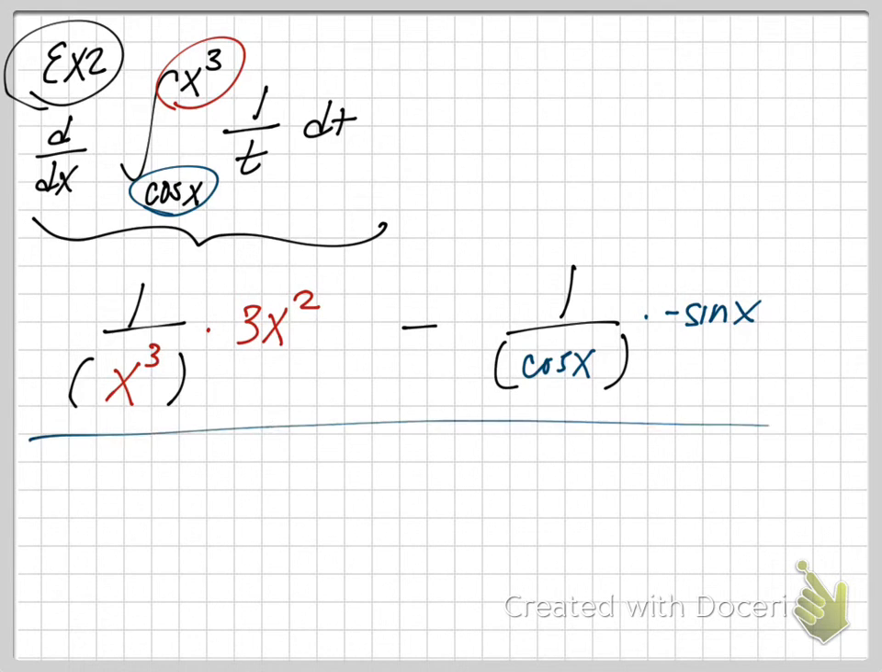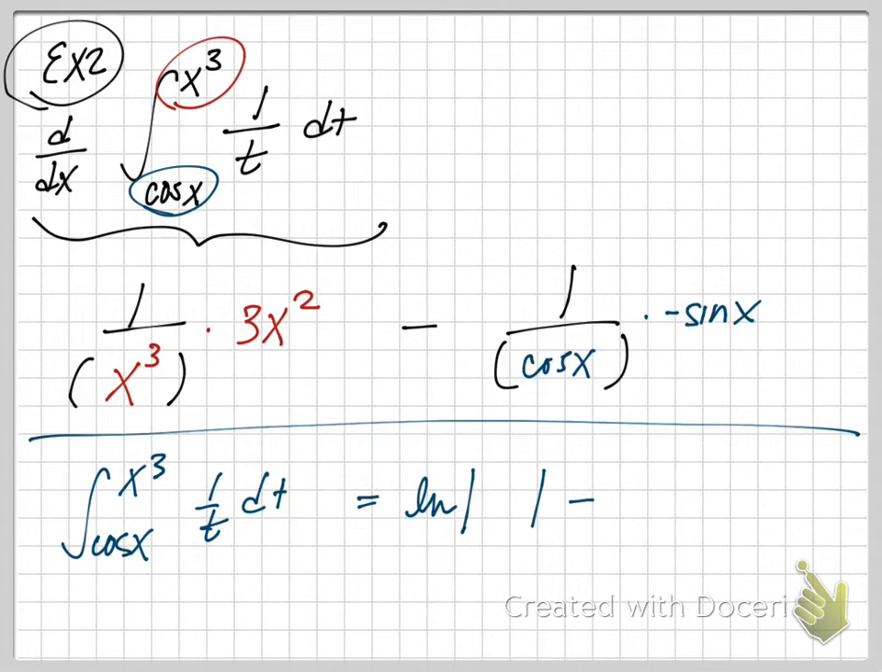Could you do it the long way? What do I mean by the long way? The long way, I mean, could you actually take the antiderivative here? You could say, okay, that's the ln of t, right? And then ln of t from cosine x to x cubed, and that equals ln of x cubed minus the ln of cosine x.